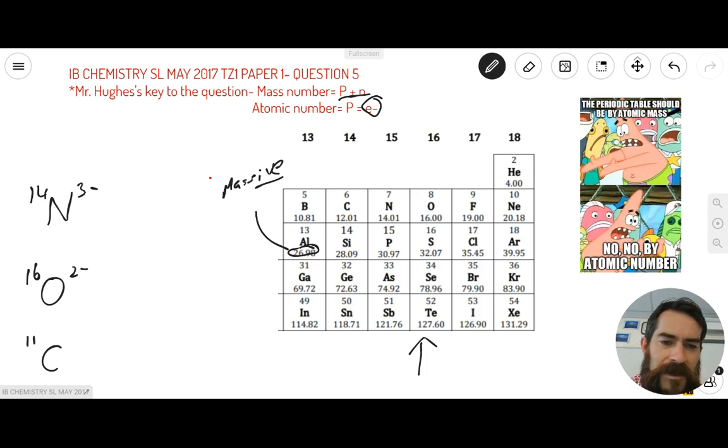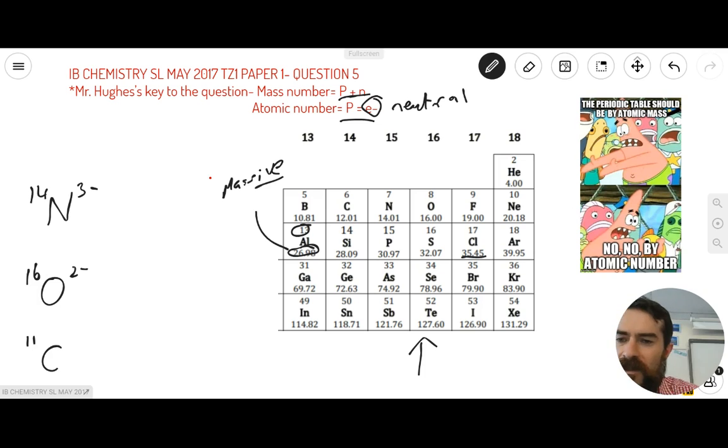number associated with an element, and it's also the number which is quoted to 2 decimal places on an IB periodic table. So the mass number is, as I say, made up of the number of protons and neutrons in an atom. And then by taking the atomic number and looking at that, you can figure out what the number of protons are. Now, the number of protons has to equal the number of electrons if it's neutral. So if you're talking about a neutral atom, then the number of protons will equal the number of electrons. The positive charges equal the negative charges.